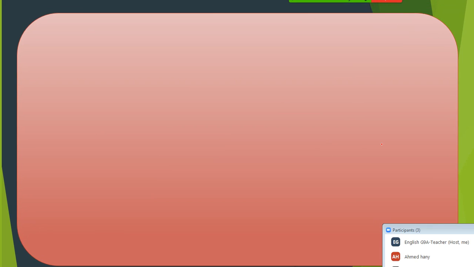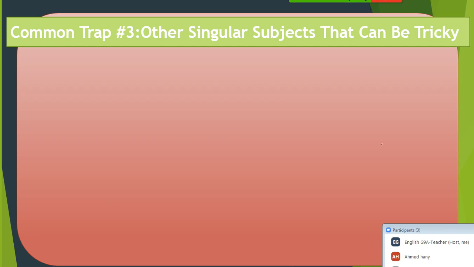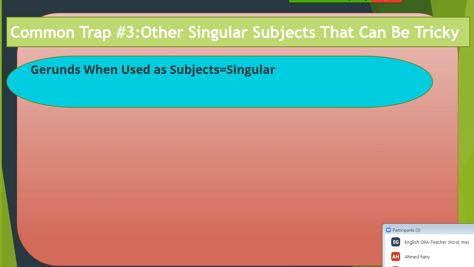Another thing is the gerund. Do you know what the gerund is? Another example of a singular subject that can be tricky. A gerund is a verb which is used as a noun and it ends in ing.